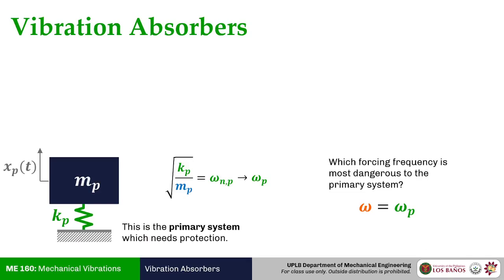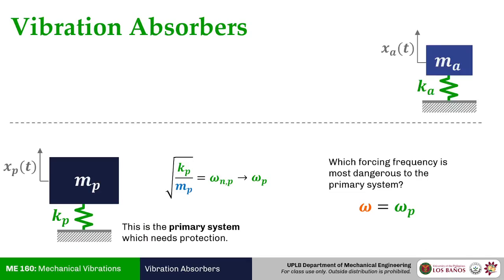Next, we will now look at our absorber outside of being connected to our primary system. So this is just our absorber on its own. It has its own mass, it has its own stiffness, and of course, it has its own single degree of freedom natural frequency. And we will shortcut that to omega sub A.